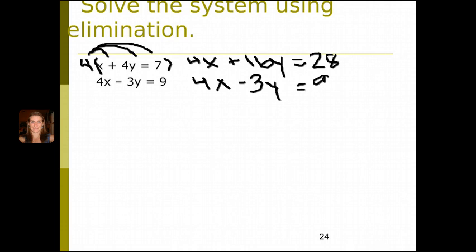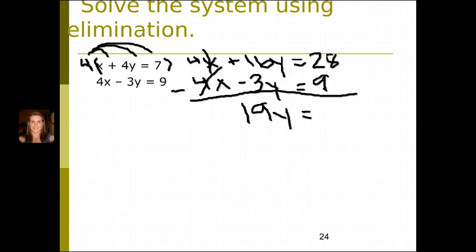Now we can use elimination to eliminate the x's. We have to see if we should add or subtract to eliminate the x values. If we add 4x plus 4x, we are going to get 8x. So to eliminate, we must subtract. So we would have 4x minus 4x, which would give us 0, and eliminate the x's. 16 minus negative 3 would give us a positive 19y. And 28 minus 9 would give us 19.